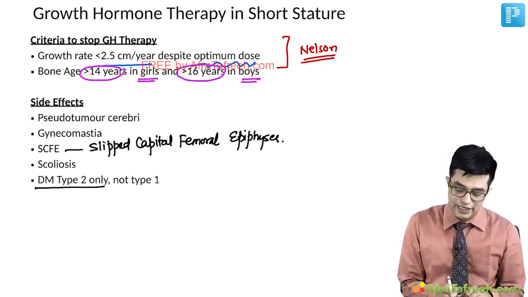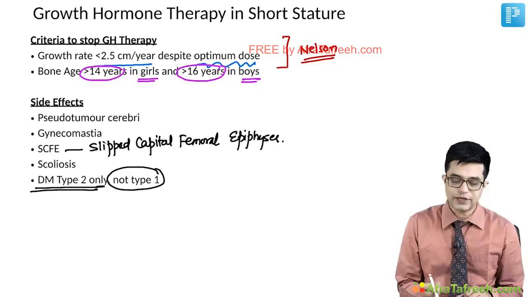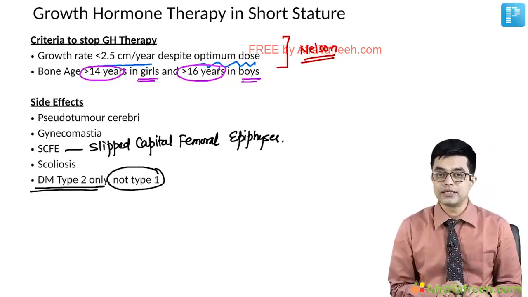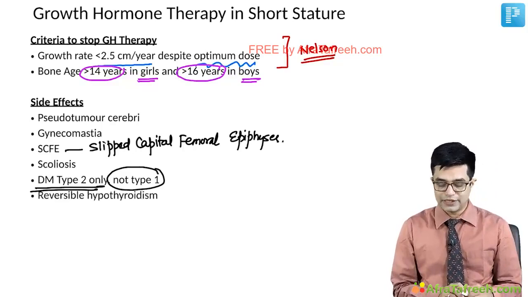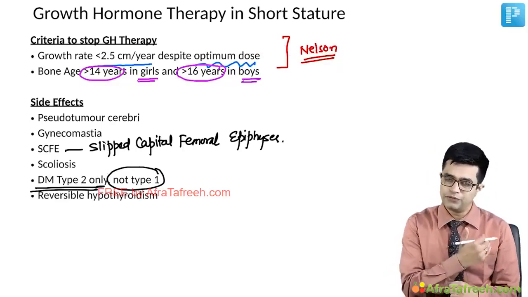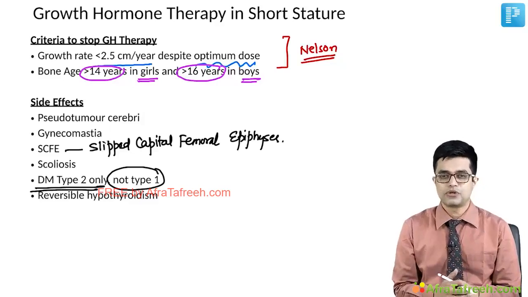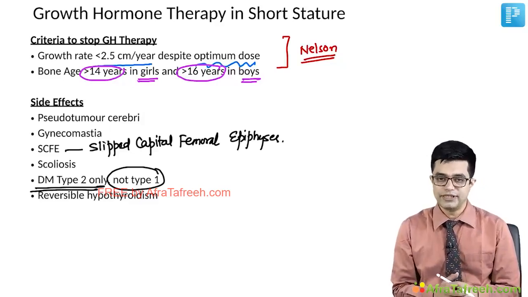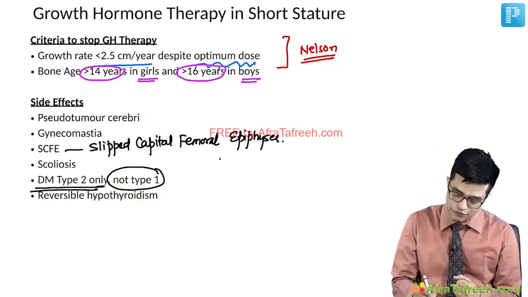Diabetes mellitus, only type 2. The risk of type 1 is not increased according to Nelson 21st edition. And some of them may develop mild reversible hypothyroidism, which tends to improve if you stop or reduce the dose of growth hormone in these children. Now, what is the risk of malignancy?